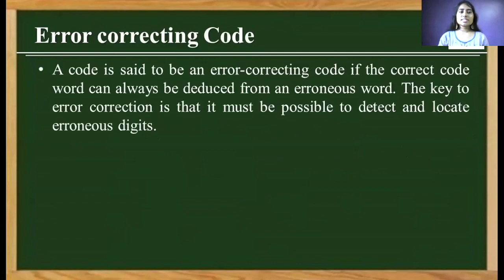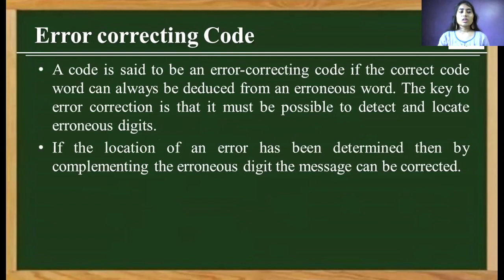A code is said to be an error correcting code if the correct code word can always be deduced from an erroneous word. The key to error correction is that it must be possible to detect and locate the erroneous digit. That means in an error correcting code, the receiver has an idea about exactly the location of the error bits. If the location of an error has been determined, then by complementing the erroneous digit, the message can be corrected.